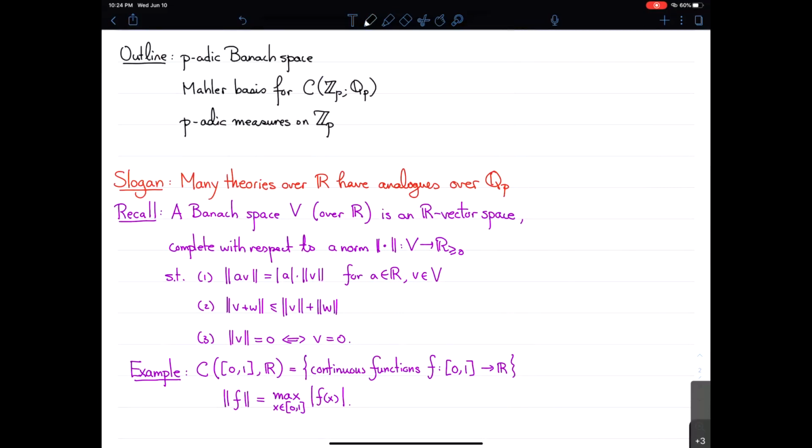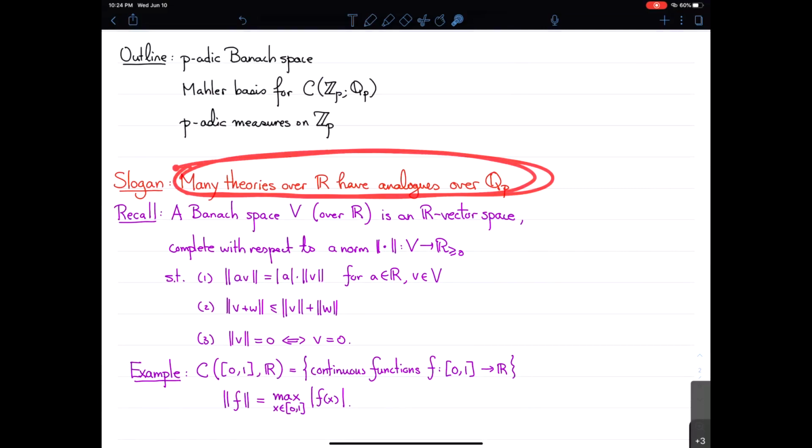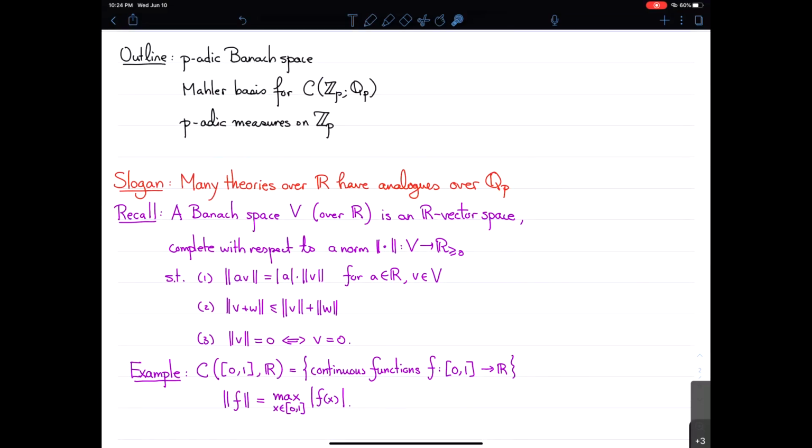So today, the plan of the third lecture was to start talking about so-called p-adic Banach spaces. Again, remember that our slogan is that many theories over R have their analogs over QP. So over R there are so-called Banach spaces, also Hilbert spaces. We're going to make their analogs today. I'll also talk about a very important thing, called a Mahler basis for the continuous functions on ZP. That's going to be very important for our later discussion. And if time permits, I'll talk about p-adic measures.